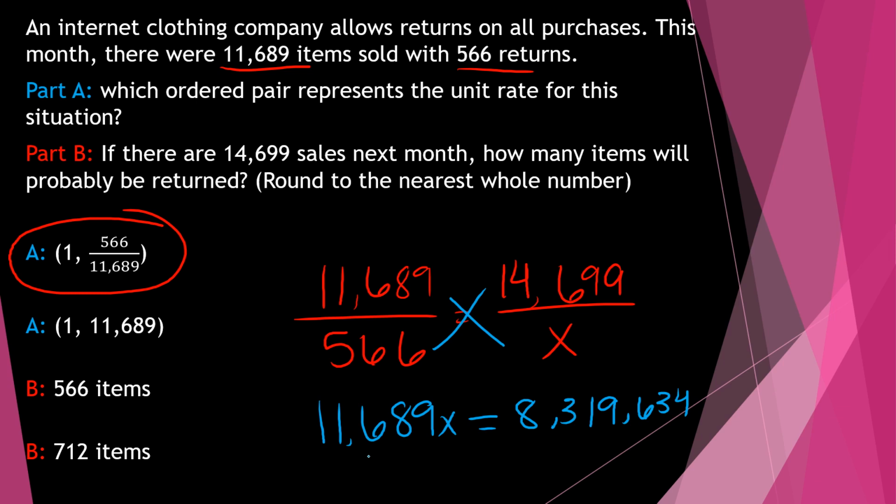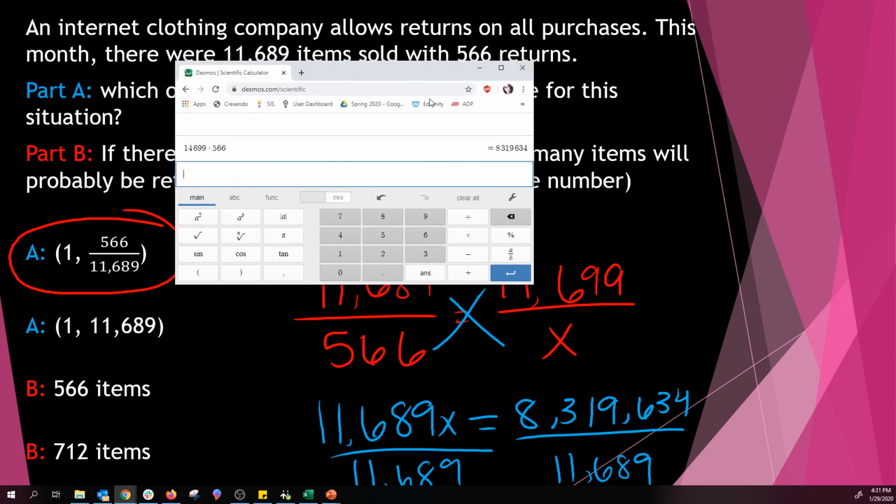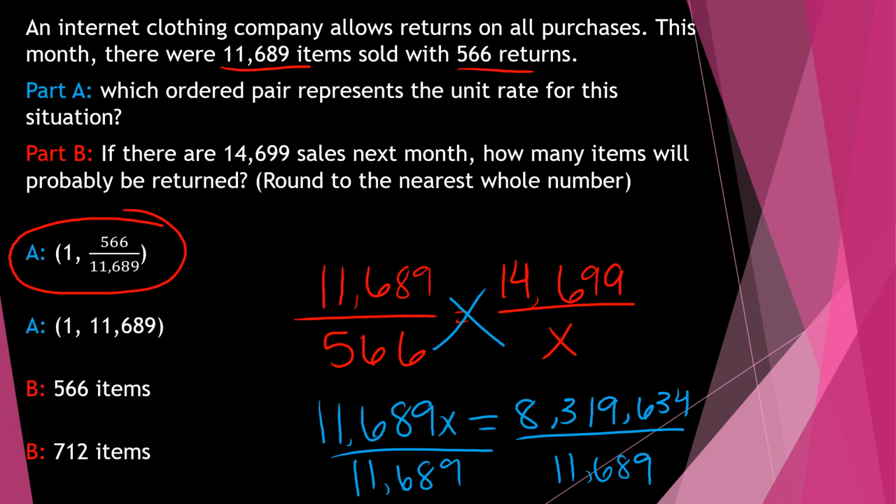8,319,634. Now to get x by itself, we need to divide both sides by 11,689. So if we divide these two, we get 711.7. Now the question says to round to the nearest whole number. So if this gave us 711.7, the nearest whole number is going to be 712 items.